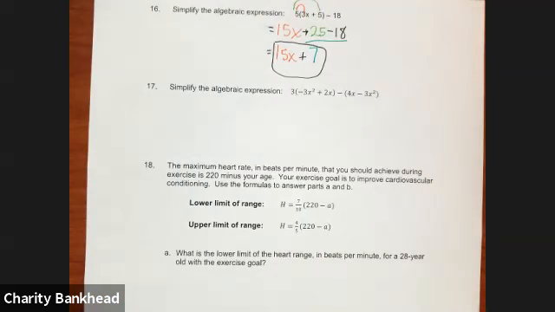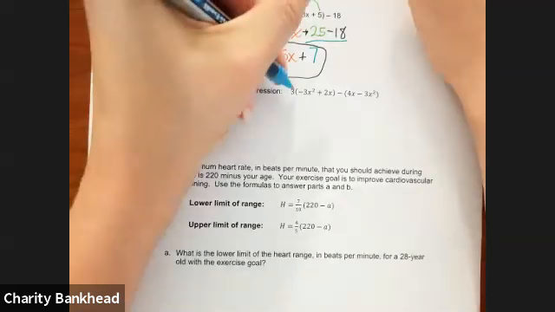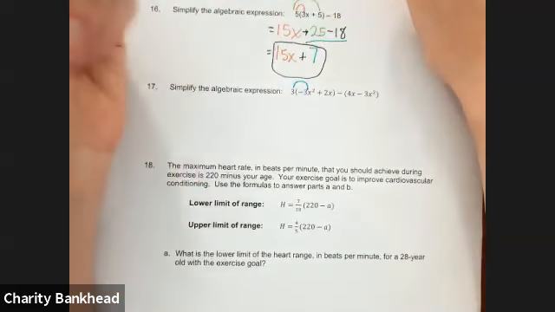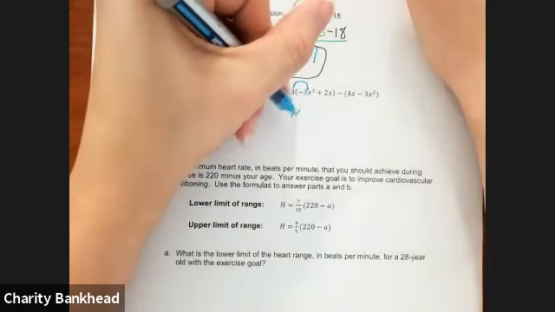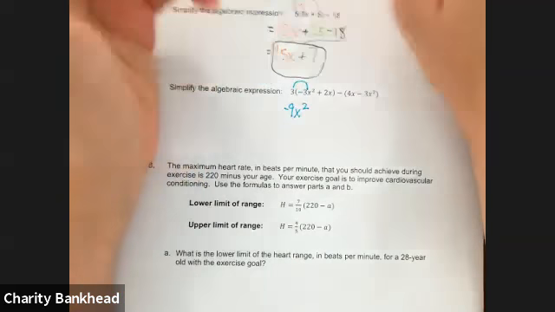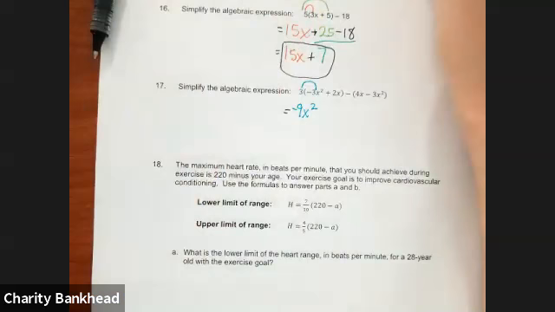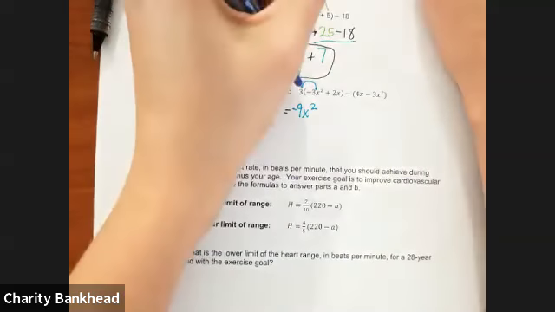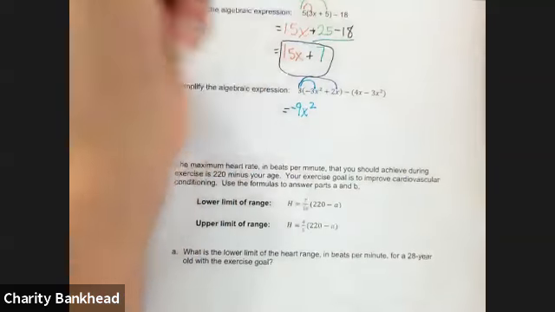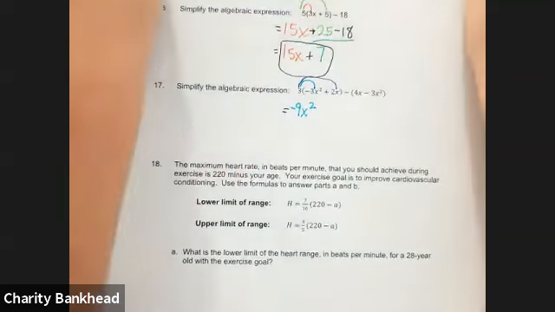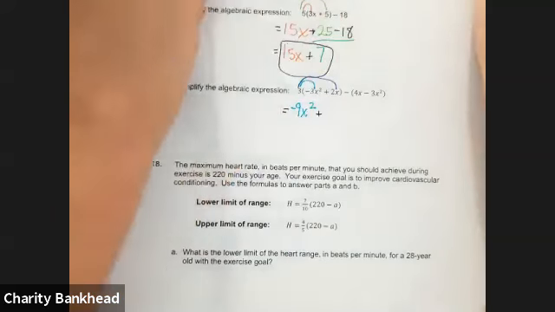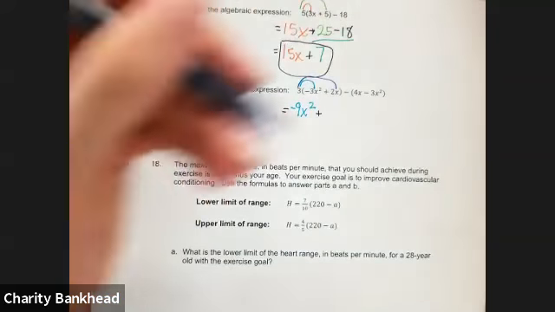Okay. Number 17, simplify the algebraic expression. So 3 times negative 3x squared equals negative 9x squared. And then 3 times 2x would equal 6x. So that would be negative 9x squared plus 6x.